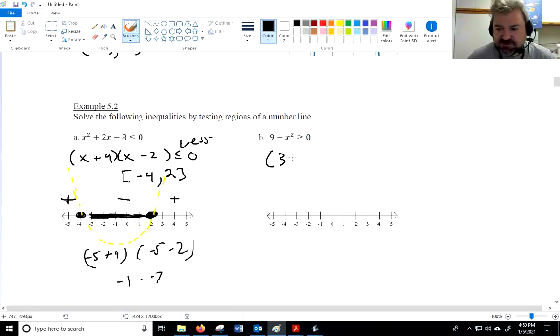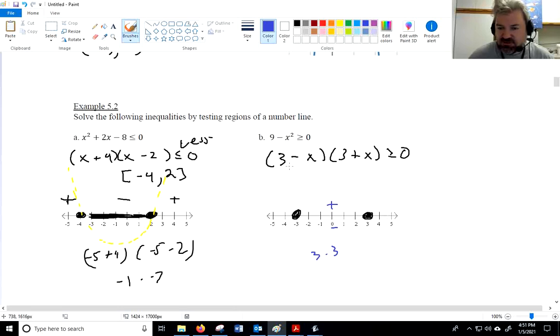All right, this is 3 minus x and 3 plus x, greater than or equal to 0. The zeros here are going to be at 3, and we're going to color them in, and at -3. And let's test some regions here, okay? Let's try the number 0 right in the middle. That'd be 3 minus 0 is 3. I'm trying this 0 here, okay? 3 plus 0 is also 3. That is a positive number.